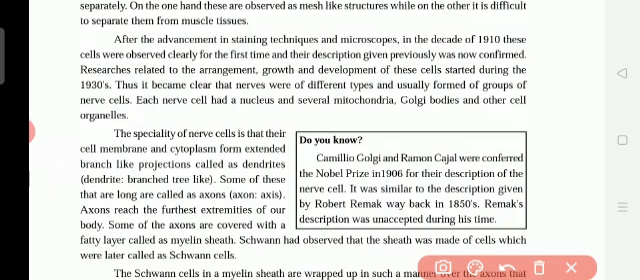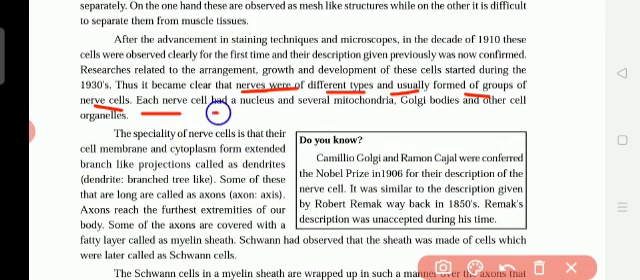After the invention of the microscope in 1910, these cells were observed clearly for the first time, and they observed very carefully. Growth and development of these cells started during the 1930s. Thus it became clear that nerves were of different types and usually formed of groups of nerve cells.